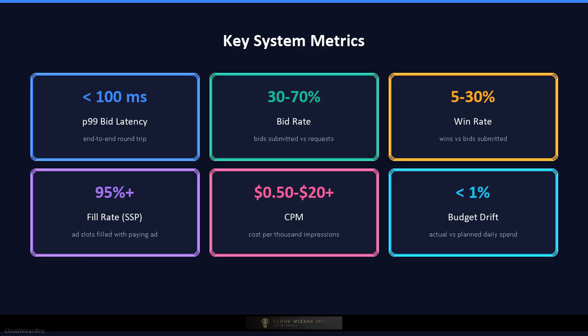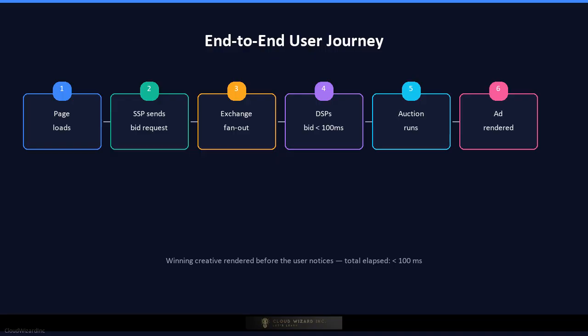Budget utilization efficiency measures how closely actual spend tracks the intended pacing curve. Data freshness for user targeting data should be under 1 second for frequency cap counters and under a few minutes for audience segment membership. Let's trace the end-to-end journey of a single ad impression.